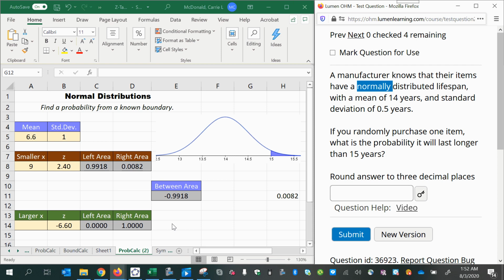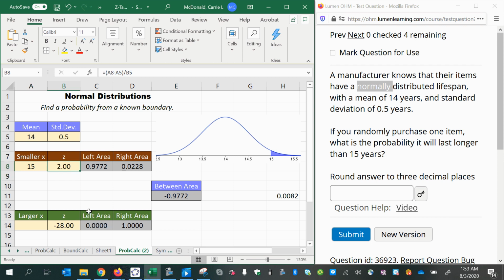Now the actual calculation is easy if you have a spreadsheet already set up, like I do. But I'll show you both how to do it with the spreadsheet and just from scratch if you don't have this already set up. So entering my mean of 14 years, my standard deviation of 0.5, and my x value of 15, I see that I get a z-score of 2.